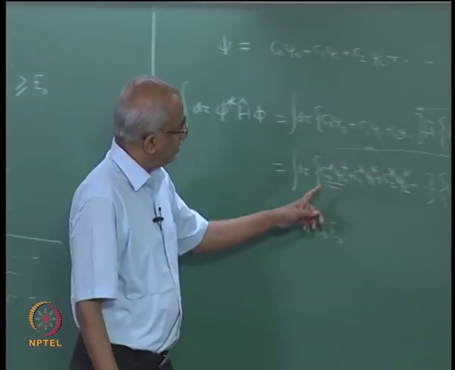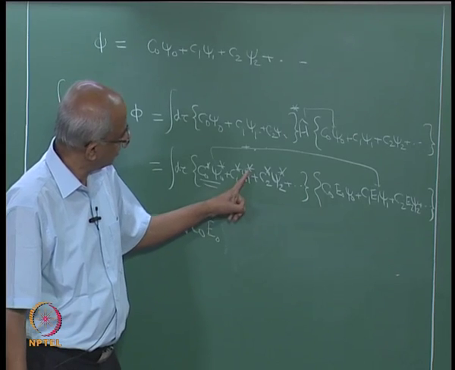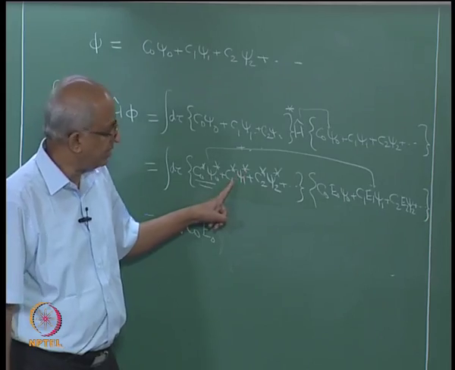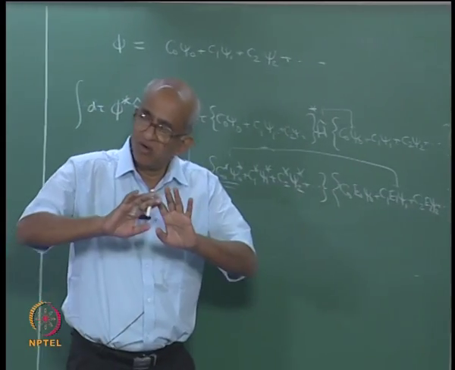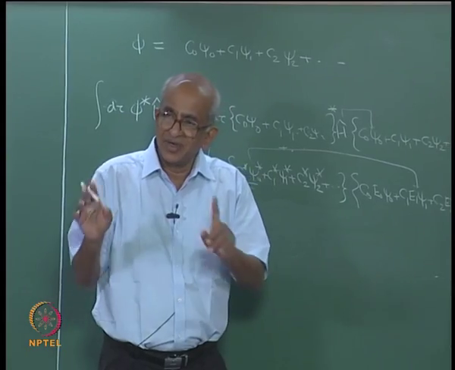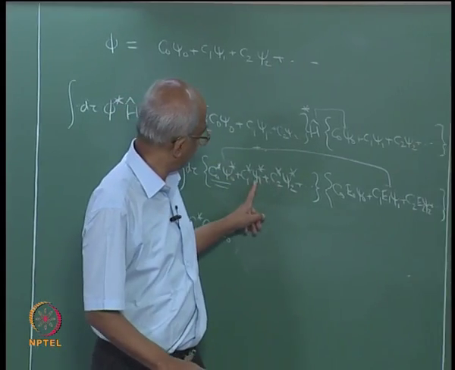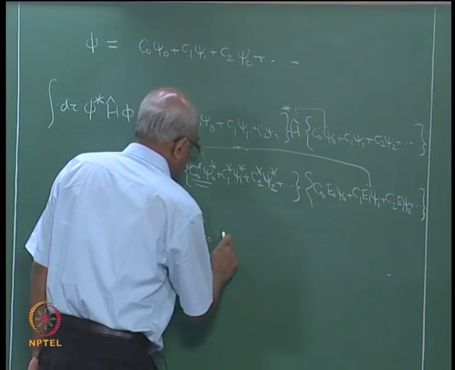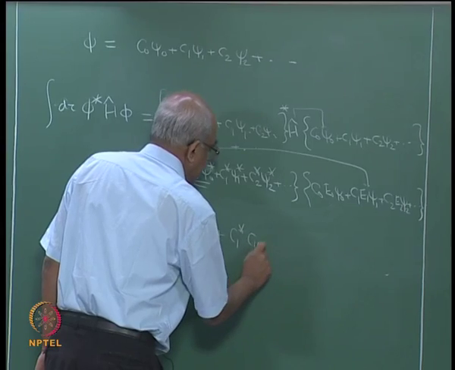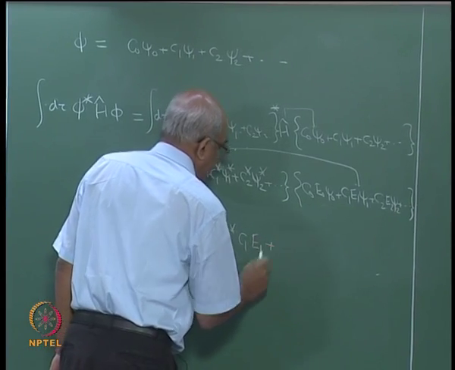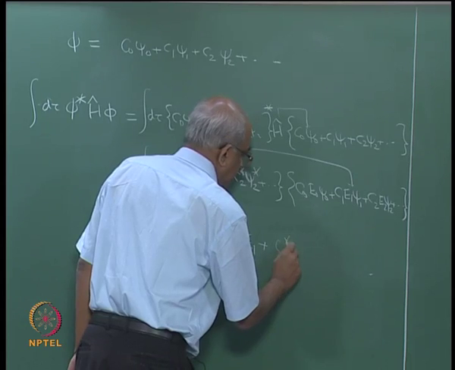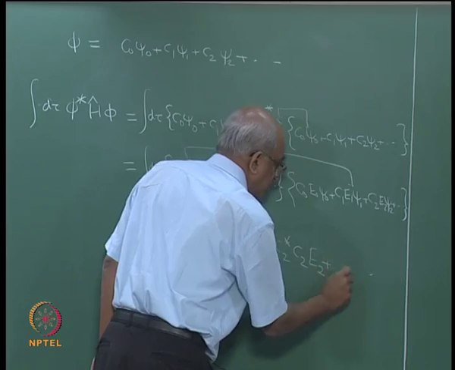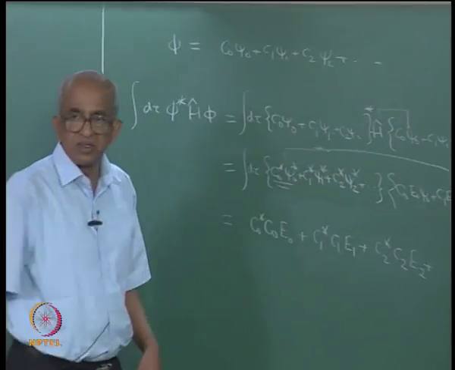Then a similar thing is going to happen with C1 star psi 1 star. Again, multiplying all these terms, you see almost every term is 0 except the one that will involve psi 1 star psi 1. And what will that term be? That is going to be equal to C1 star C1 E1. And then you will have C2 star, it is very obvious, C2 star C2 E2 plus etc. This is what is going to happen.